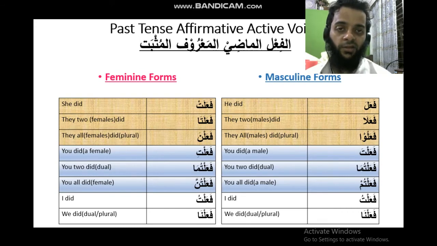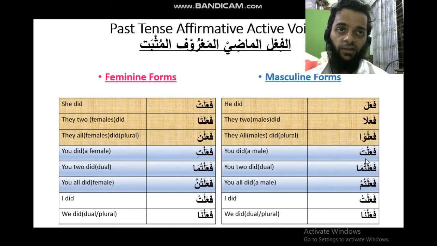So as I said, this fa'ala is a verb, plus it is a pattern upon which you build other verbs. So we also have to memorize this as a pattern. Fa'ala, fa'ala, fa'alu, fa'alat, fa'alata, fa'alna. Fa'alta means you, a male person did. Fa'altuma means you two did, that is dual. Fa'altum means you all did, that is men. So fa'alta, fa'altuma, fa'altum.